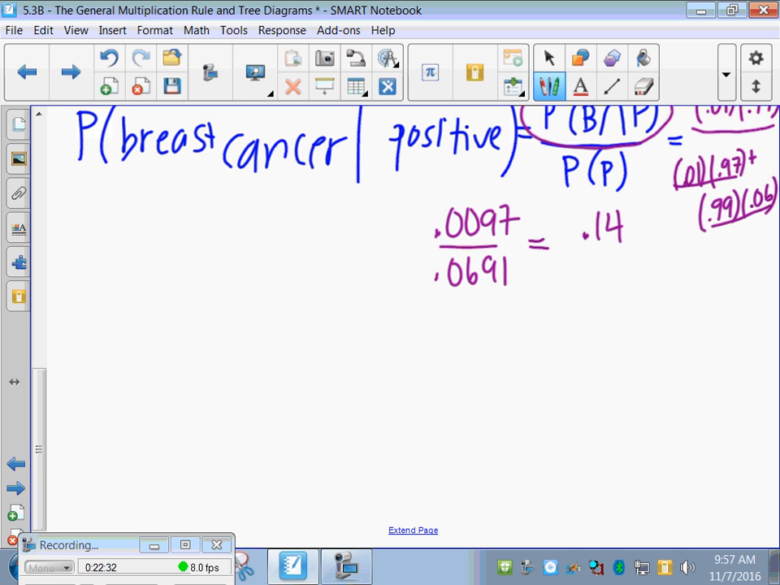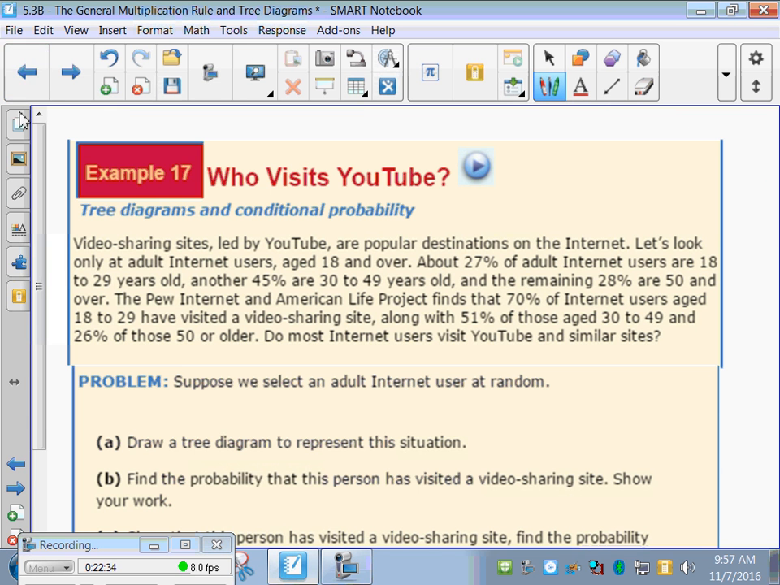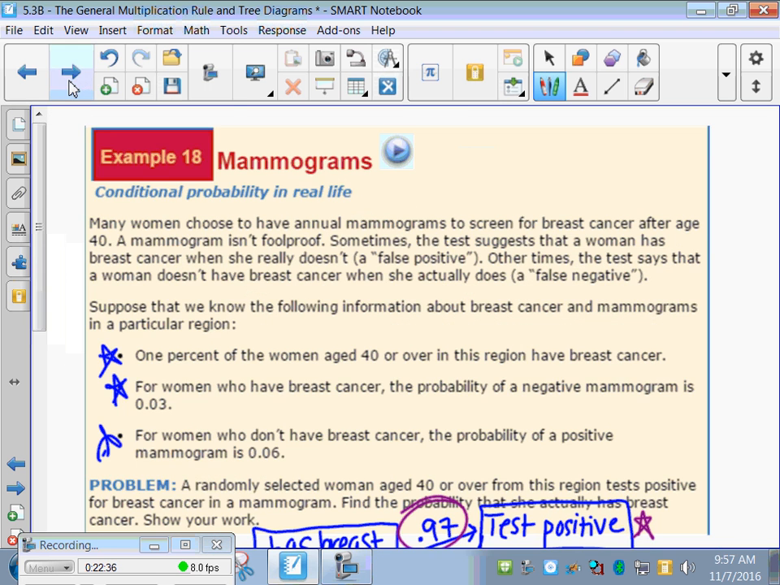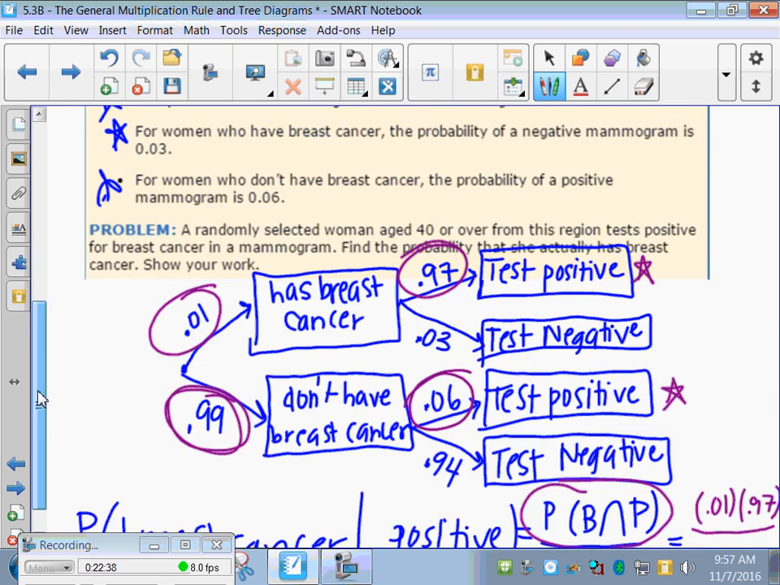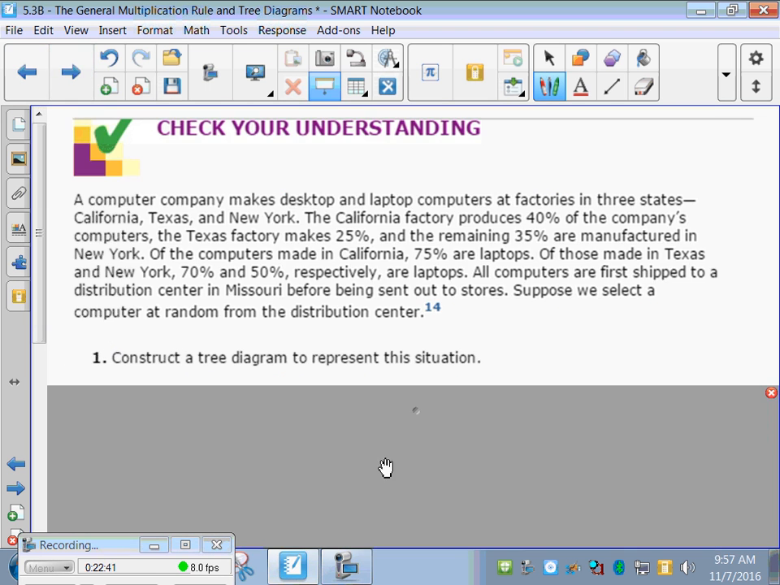Interesting? No? You guys need another example of this? You guys were a little quiet. I don't know. I was nervous that maybe you need another example. All right, well, you guys can do this one with me then. This is the last one.